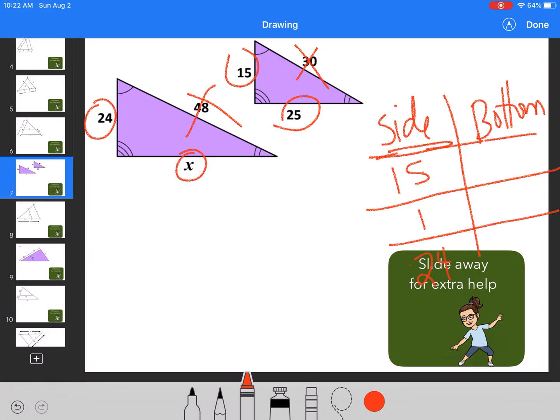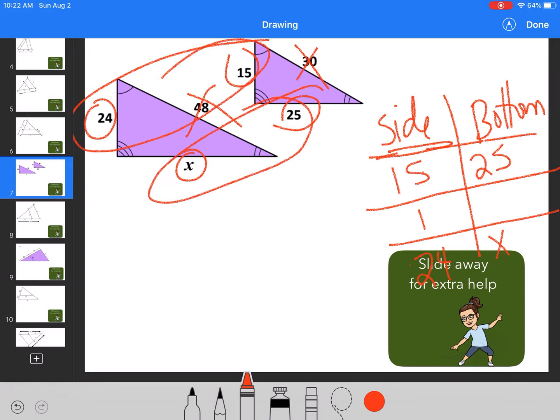$24. And then if I'm matching my corresponding sides, I know across the bottom this is going to be 25, and this is going to be where the X goes, because I want to match them up. These two match and these two match, so they need to match in my table. So I'm going to divide by 15, and then I'm going to multiply by 24.